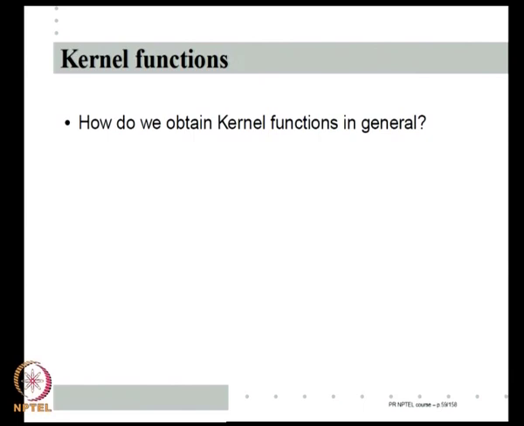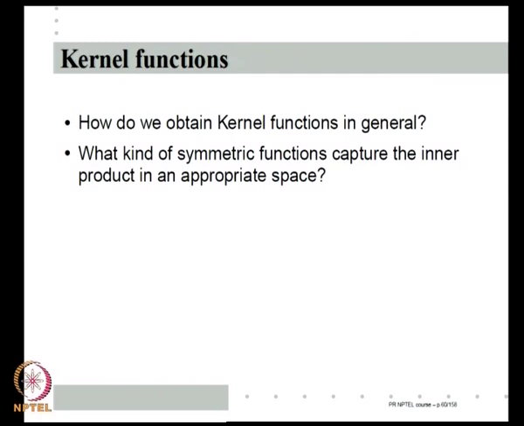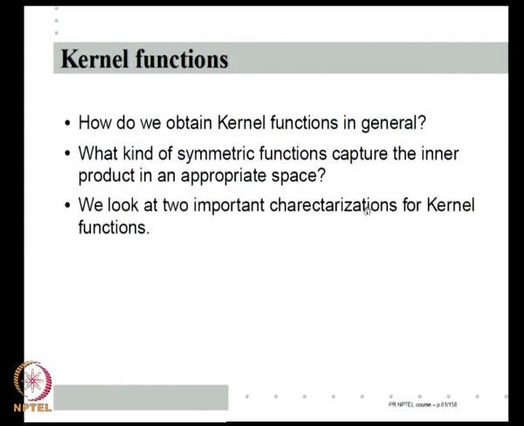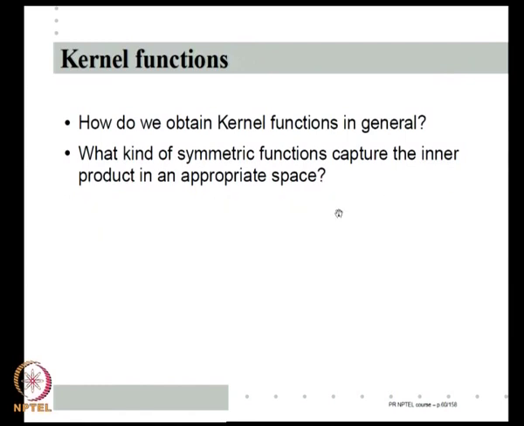So how do we in general obtain kernel functions? We know the kernel function has to be symmetric, because k(xi, xj) is phi(xi) transpose phi(xj), the inner product, and that is symmetric. So, what kind of symmetric functions can be represented as inner products in some appropriate space? We currently define two characterizations for this. One of them we may expand later on, but right now let us define two ways of saying when a function will satisfy what we want.